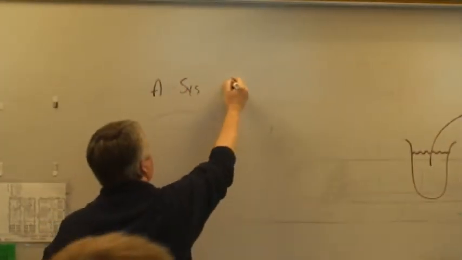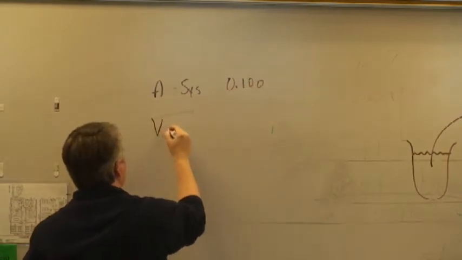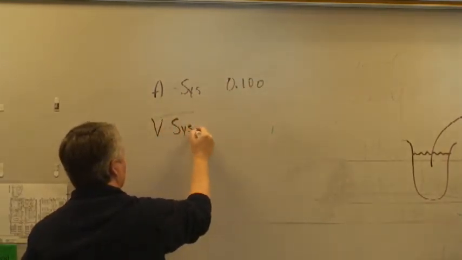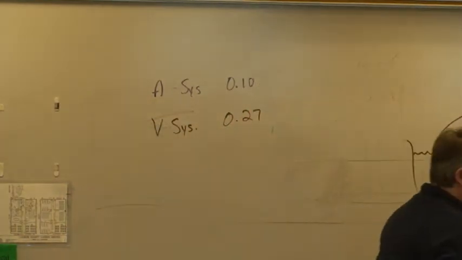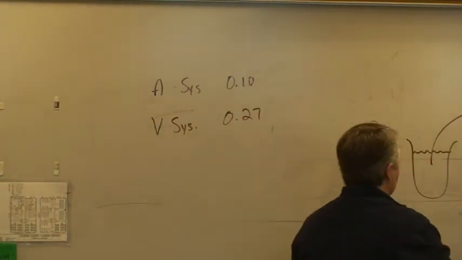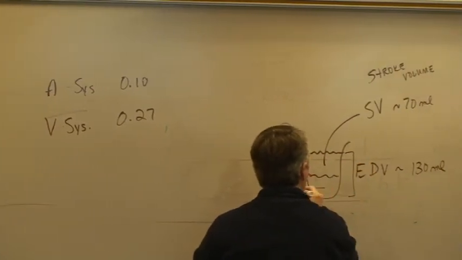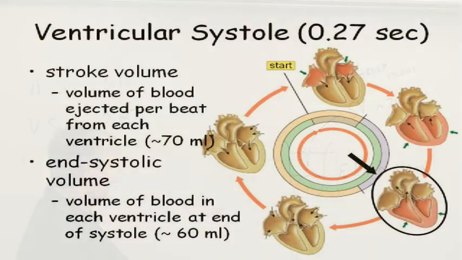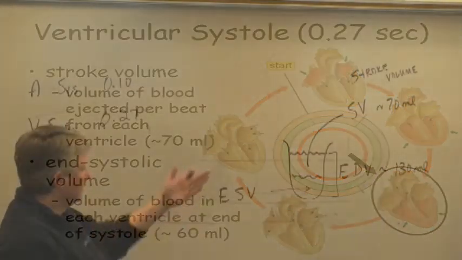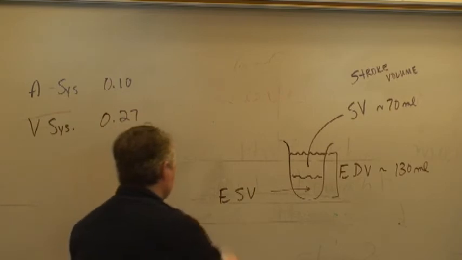Atrial systole, a tenth of a second. Ventricular systole. Now, the amount of blood that's left after the ventricles contract is the end systolic volume. If you take 130 and you subtract 70, that leaves you 60.